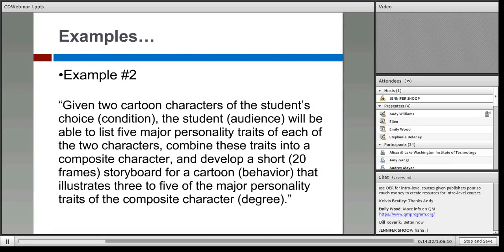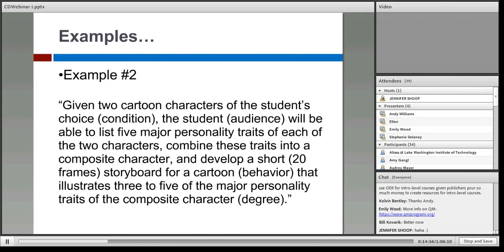Having it crystal clear to the students what's expected of them and how they will be measured is at the heart, I think, of our instructional design here. And I think that you stated it well, Ellen, in how you presented the objectives. So nothing more to add than that. Thanks.